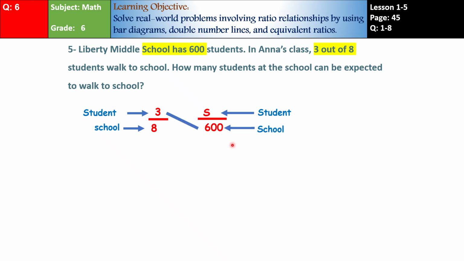Now what will you do? 3 times 600 divided by 8. 3 times 6 is 18, so 3 multiplied by 600 is 1800 divided by 8. Now pause the video for 1 minute, try doing long division and get the answer. Your answer should be 225 students. So there are 225 students that are expected to walk to school.